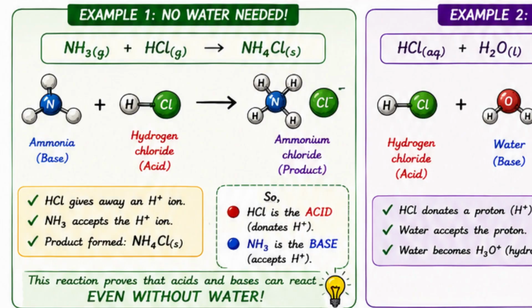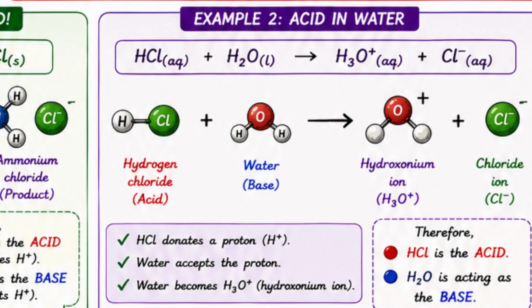Notice something fascinating. There wasn't any water, yet the reaction worked perfectly. That is why the Brønsted-Lowry theory is much broader than the Arrhenius theory of acids and bases. What about this reaction? HCl plus H2O gives H3O plus and Cl minus. This example happens in water. Again, watch the proton. Ignore everything else.